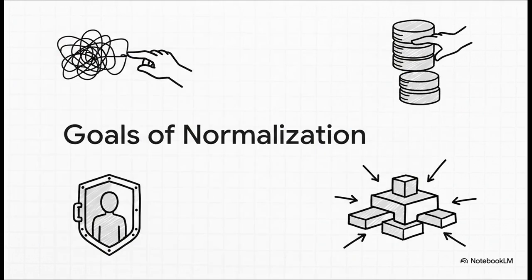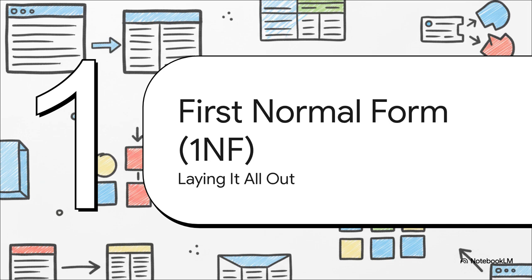Right, so why do we even do this? What's the point? Well, we normalize to prevent those crazy data inconsistencies, which is just huge, but it also saves a ton of storage space. It makes sure we don't accidentally lose critical information. And at the end of the day, it creates a stable, flexible data structure that we can actually build on in the future without it all falling apart. Okay, let's start the cleanup.